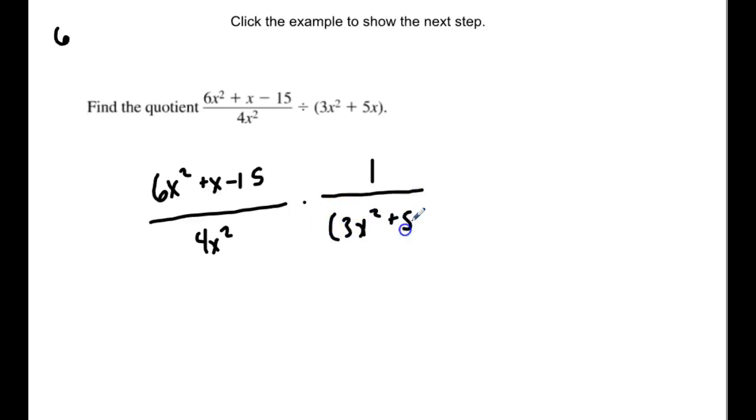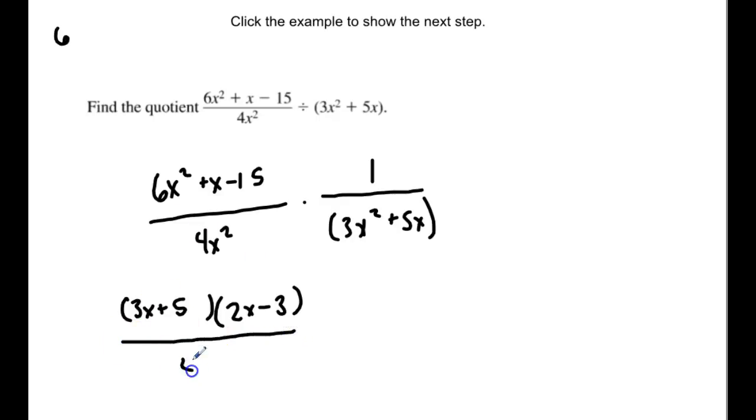3x squared plus 5x, okay? So now that I've done this, I can go ahead and factor. If I look at the numerator of this first one, this first part is going to throw me off a little bit, but it's going to end up being 3x plus 5 and 2x minus 3. If you want help factoring and going back to review factoring, please come see me, because you're going to be factoring from here on out, and it's very important that you can do it fairly quickly.